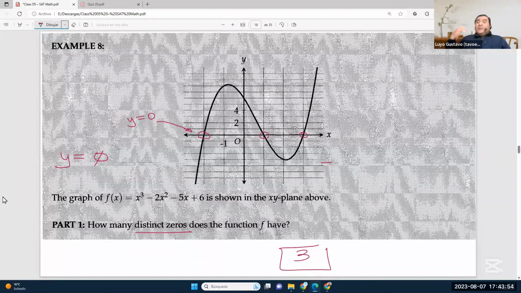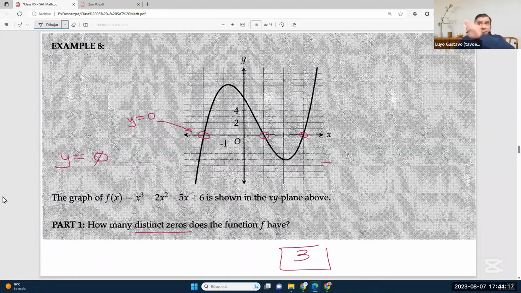But here is the concept that you need to catch, okay? How many distinct zeros, how many x-intercepts? You can read this word zero also as x-intercepts. Well, there is a second part to this question.